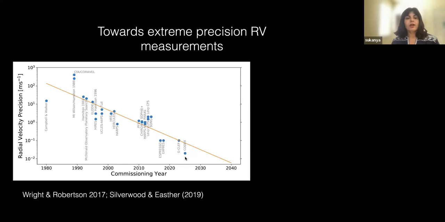And so the goal that I think can be achieved is that one can get direct acceleration measurements across the galaxy and not be limited to a small volume as we are today.